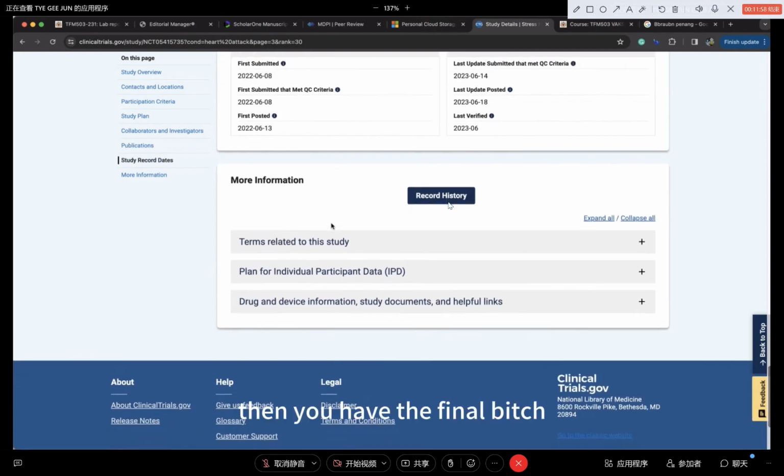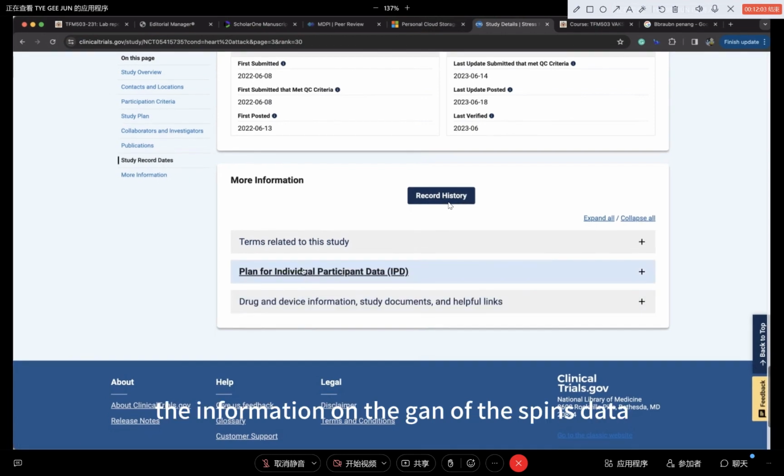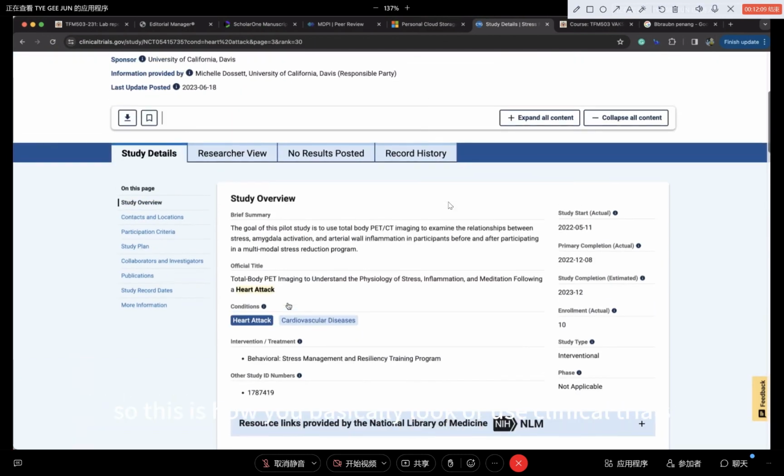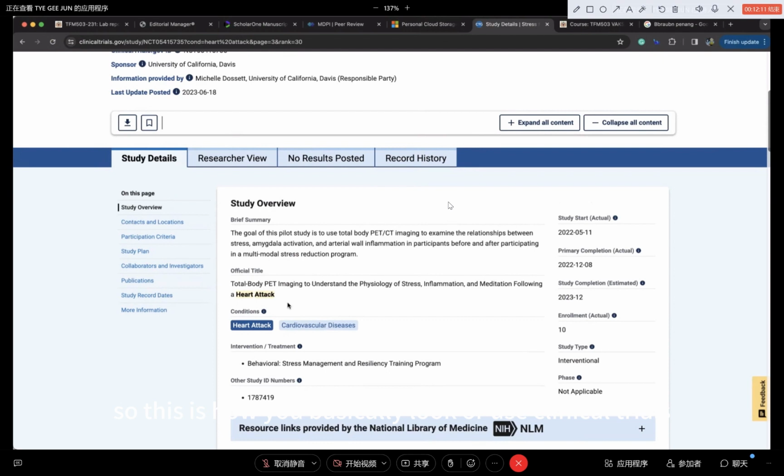Okay. Then you have the final bits, which is all the record history, the information on the participants' data, and then the names of the drugs and everything. Okay. So this is how you basically look at or use clinicaltrials.gov.